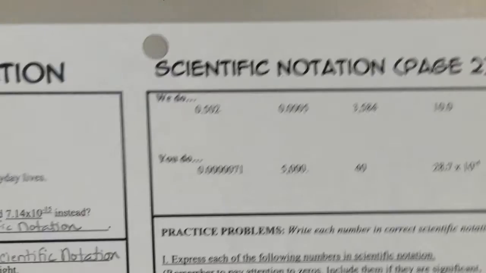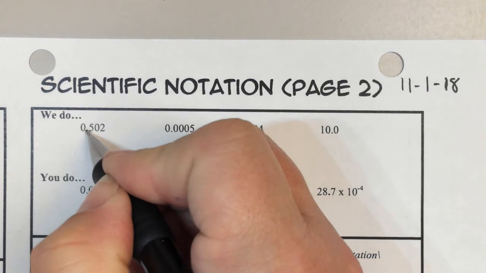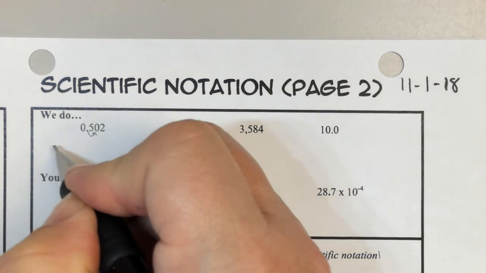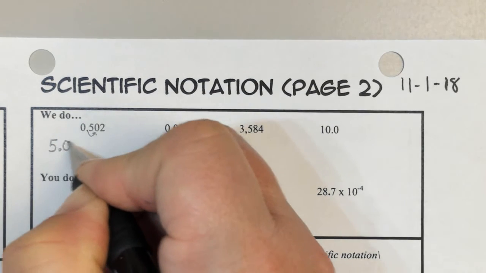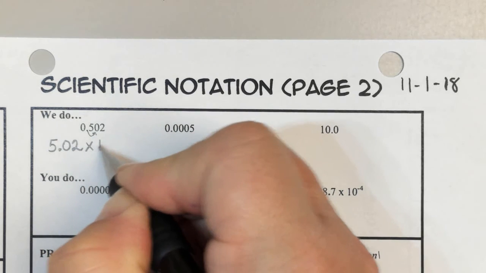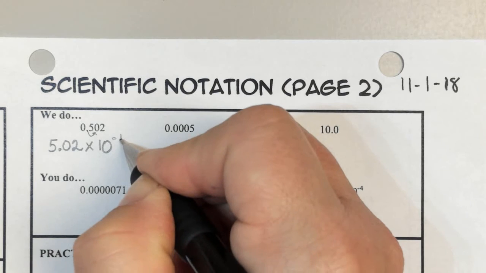Okay? Now here's a couple more. Let's look at these real quick. This decimal has to move 1 place to the right, so that's 5.02. And since it was less than 1 when I started, it's going to be a negative 1 exponent.